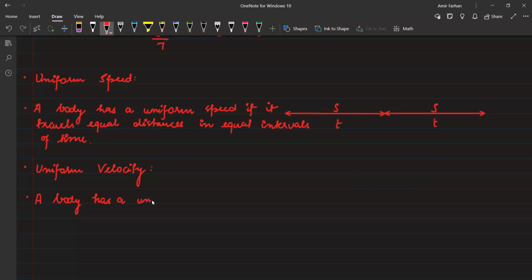Body has a specified direction in a straight line.